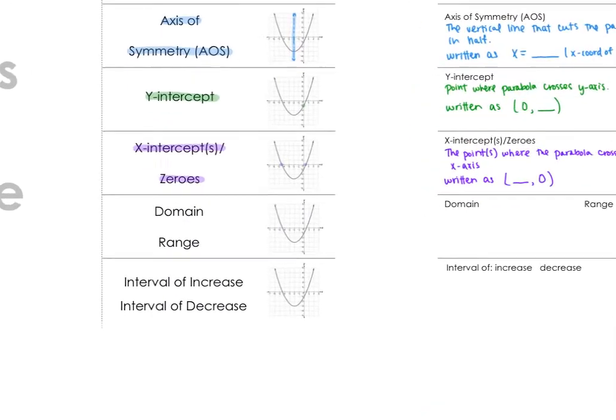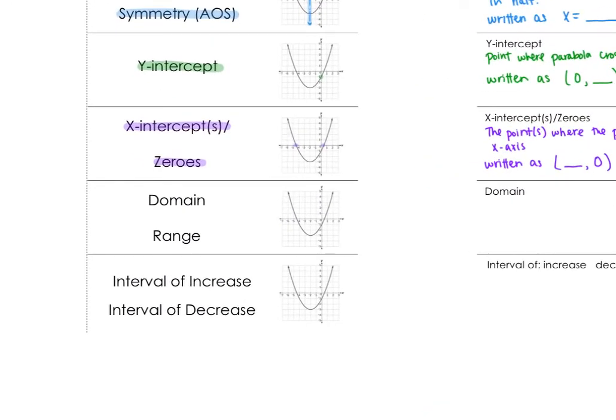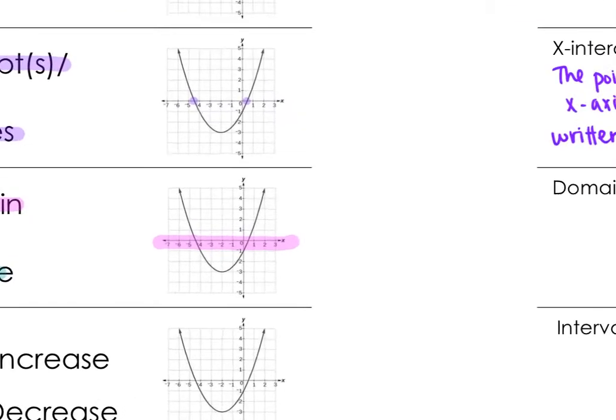Okay, the next one is domain. So domain is basically what possible x values you have. And the other one is range. Hold on, let me find a color to use. Okay, and range is all the possible y values.